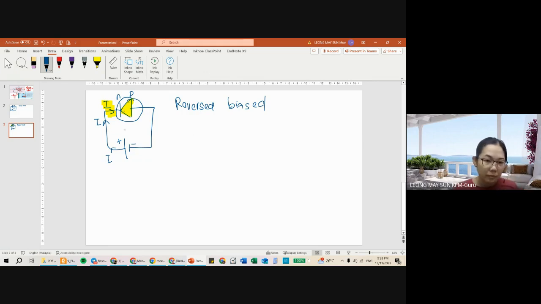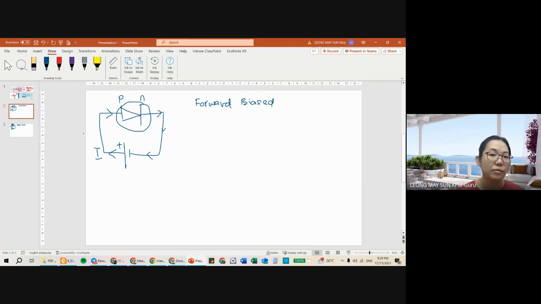So another hint for you guys to see is that the positive terminal of the battery is connected to the N-type, which is wrong. All right, it's supposed to be the positive terminal to the P-type semiconductor and the negative terminal of the battery connected to the N-type semiconductor, then it is forward bias. Okay, so now let's talk about the depletion layer.